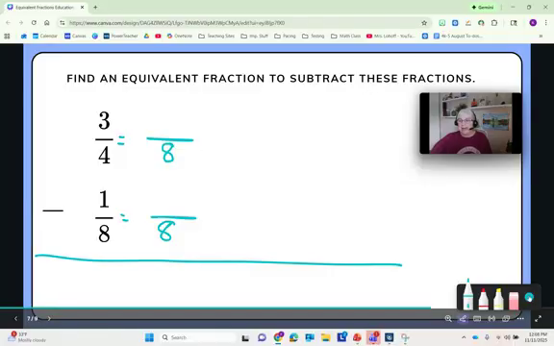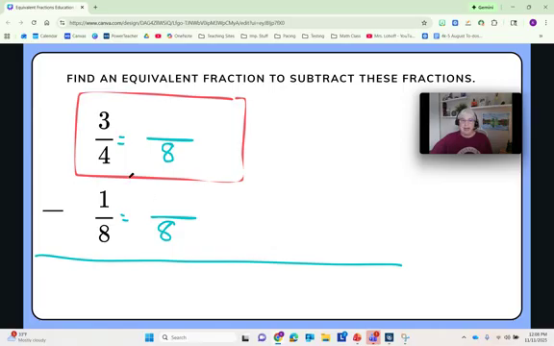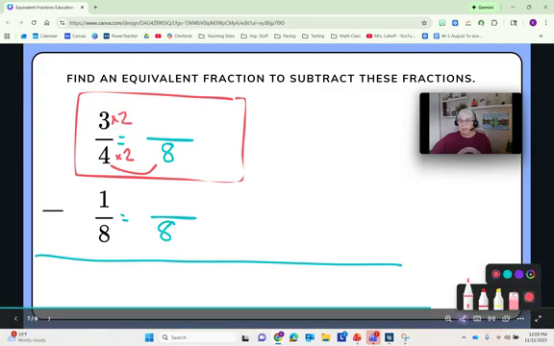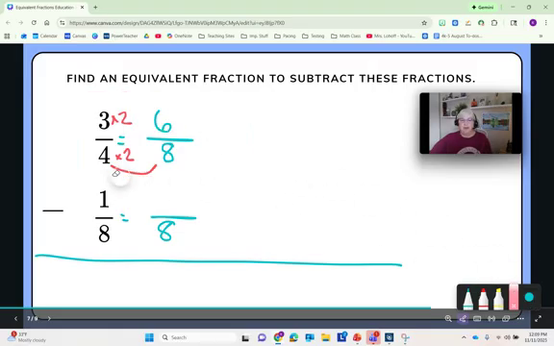All right, let's look at that top fraction. We need to change 3/4 into a fraction where the denominator is 8. To go from 4 to 8, you multiplied 4 times 2. So you have to multiply the top times 2. 3 times 2 is 6. 3/4 is equivalent to 6/8.